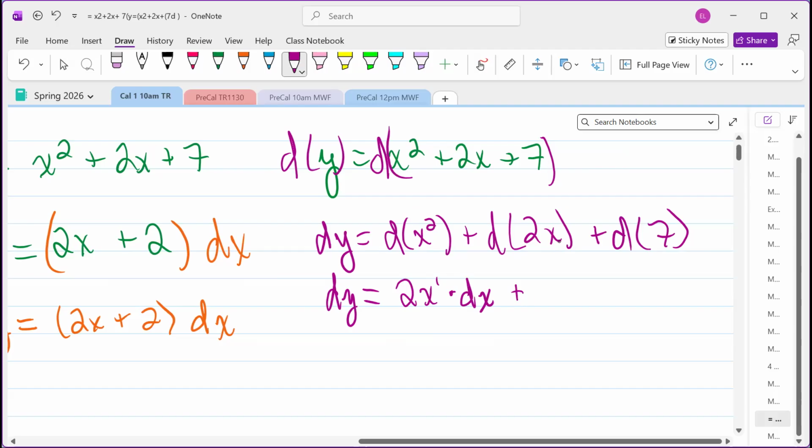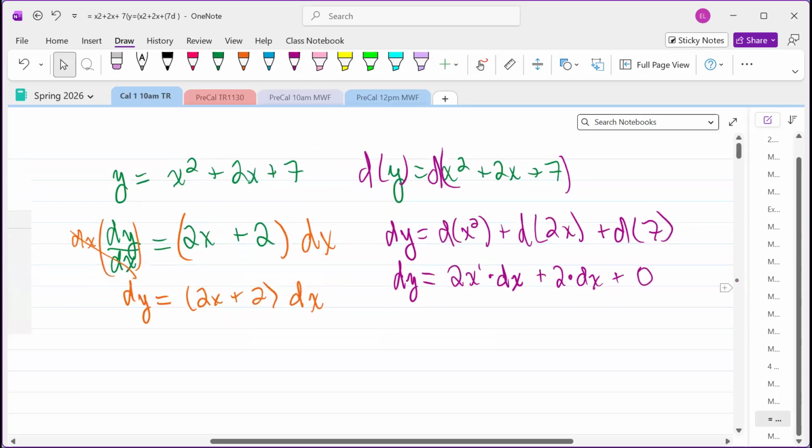Plus, now the derivative of 2x. Well, the derivative of 2x is just 2 times the derivative of x, which is now dx. Plus the derivative of a constant is just 0. And even if we wrote 0 dx, 0 times something is still 0. So we end up with the same derivative, just a slightly different way of thinking through the process.